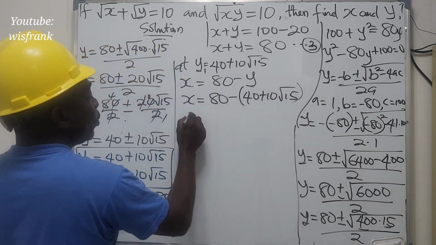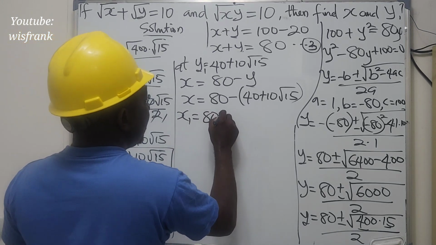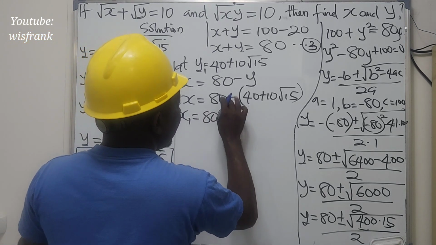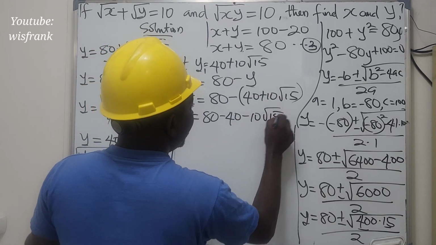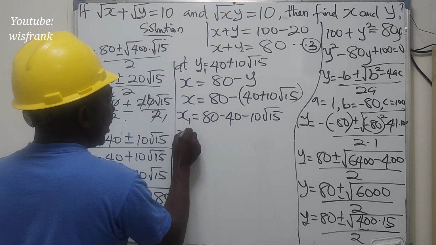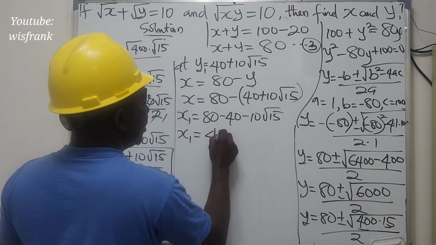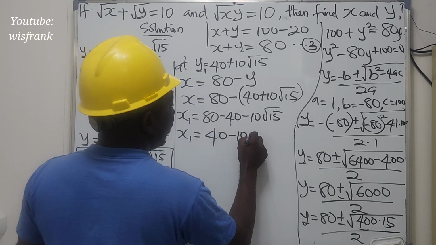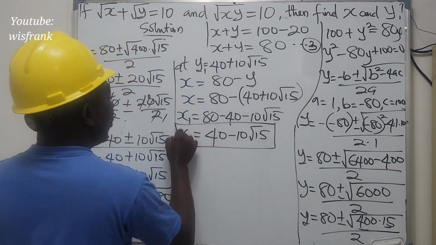So expanding this will give x1 equals 80 minus 40, then this becomes minus 10 root 15. So x1 equals 80 minus 40, which will give us 40, and we have minus 10 root 15. So this is the value of x1 that we have.